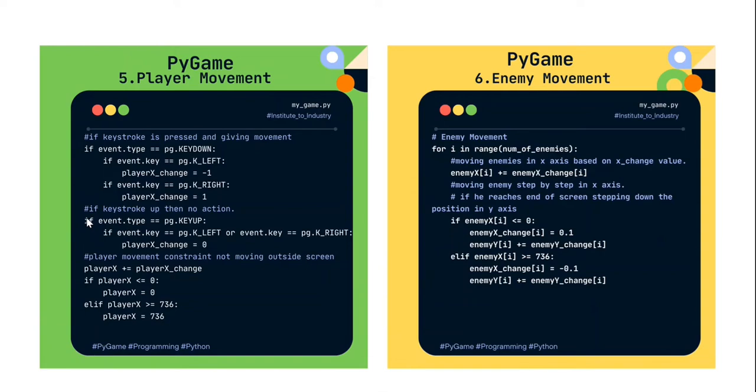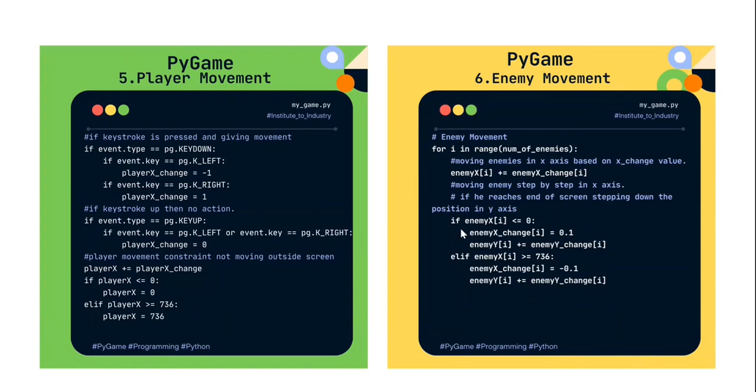Simply, I'm just giving the instruction to the computer. If he presses the left arrow, he should move in the left direction, and if he presses the right arrow, he needs to move in the right direction. If he releases the button, he should not move anywhere. And if he is at the end of the screen, he should not move further. If he is at the right end of the position, he should not move further. So those instructions I have given.